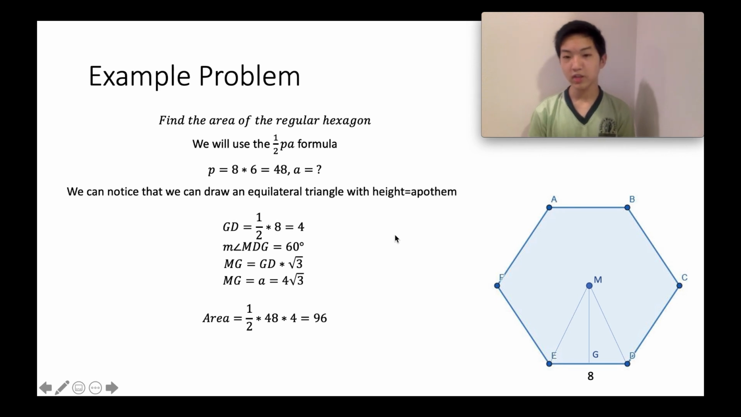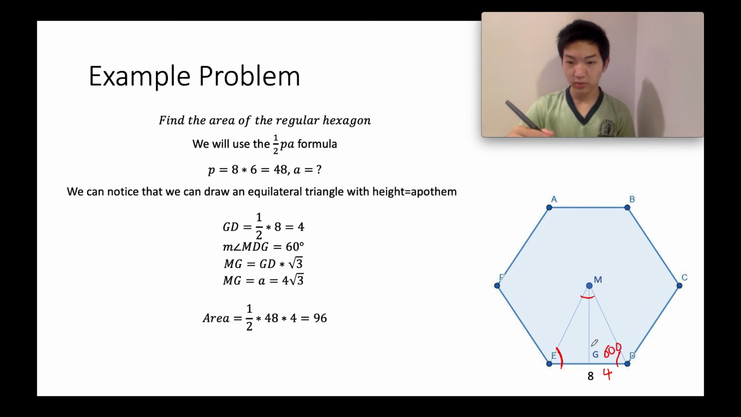Well, we can notice that each interior angle of a regular hexagon is 120 degrees, and drawing a line from a point to the center will bisect the angle. This will be 60 degrees. It's a property of hexagons, so we'll know that this is an equilateral triangle. And we also know that the apothem will bisect this side, so we know that this part is 4.